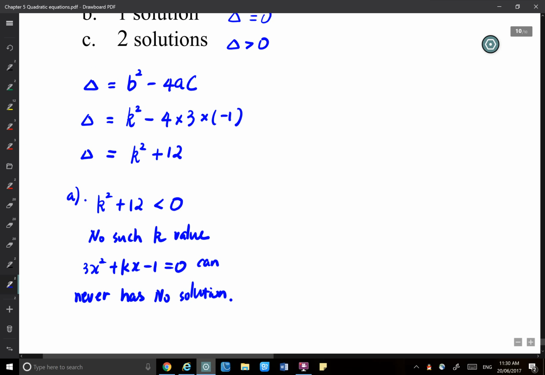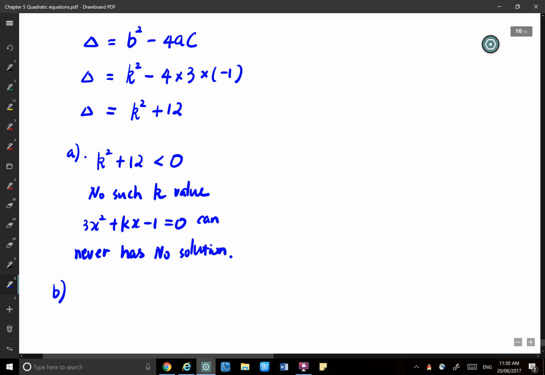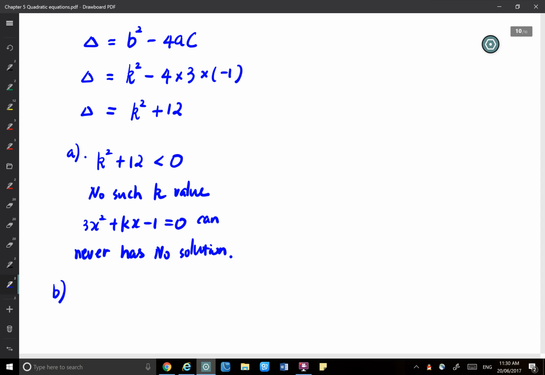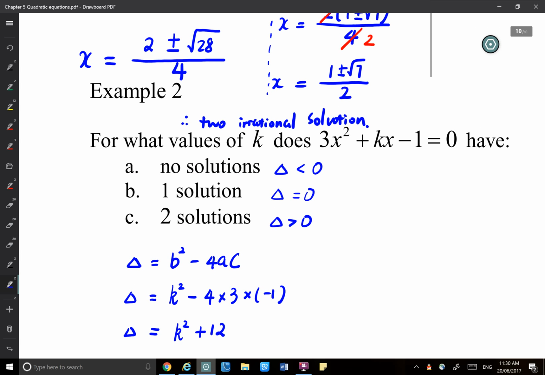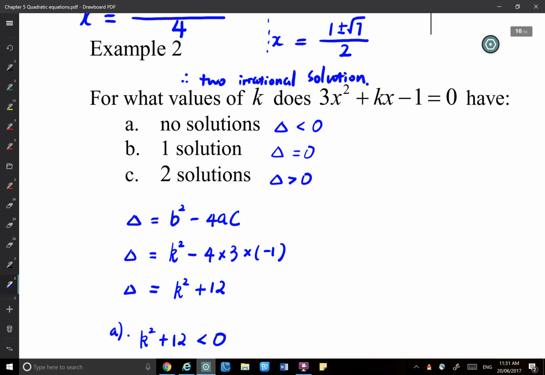Let's have a look at B. What's the question? There's no such k value. It doesn't matter what k values you take, A cannot be true. There's no solution for k, but not for x. Your x will always have more than 0 solutions. You're looking for k, not for x. Your x can always find a value, but there's no such k that can make 0 solutions.